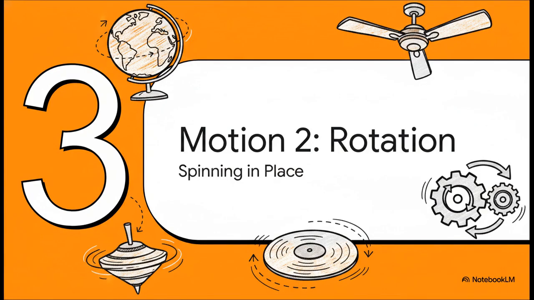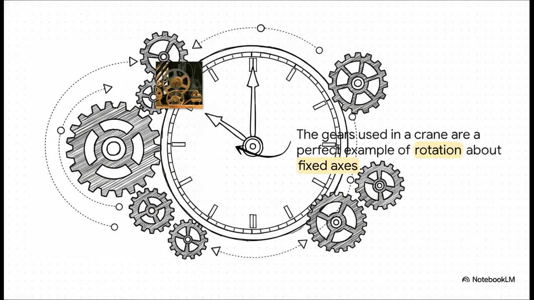But what about the opposite? What happens when an object turns without actually going anywhere? Well, that brings us to motion number 2, pure rotation. Think about the hands on a clock or the gears in a machine like this one.